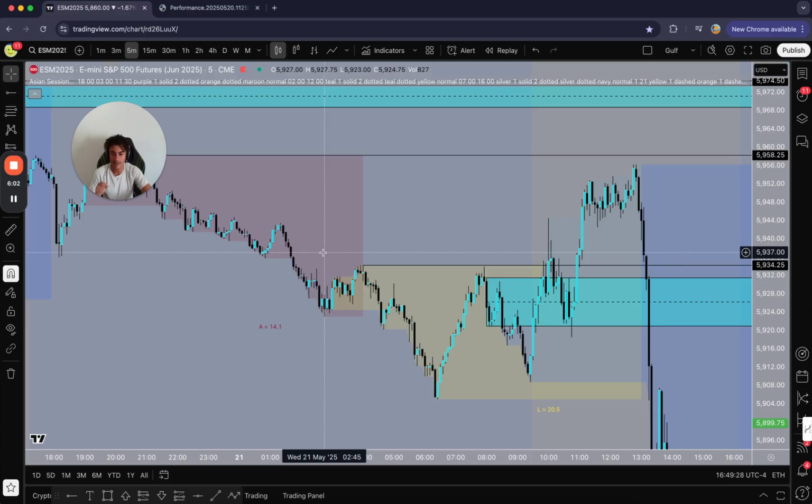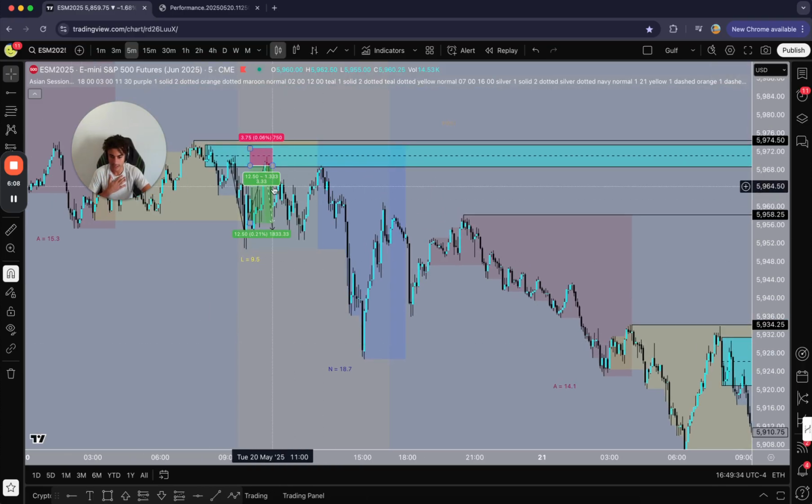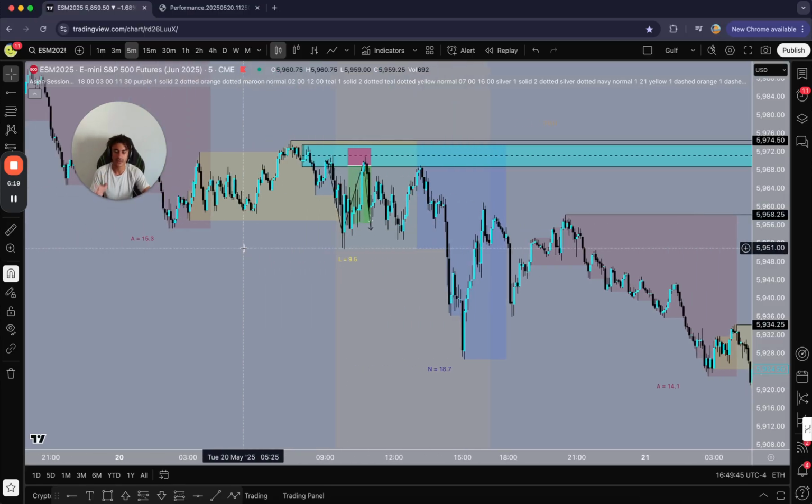Trading is a PvP game, right? Player versus player. When I make money in trading, like yesterday, when I made money, somebody lost money. Somebody watching this probably lost money. So trading is a game of taking money from other people, right? It's not like everybody can win. No. There are winners and there are losers.